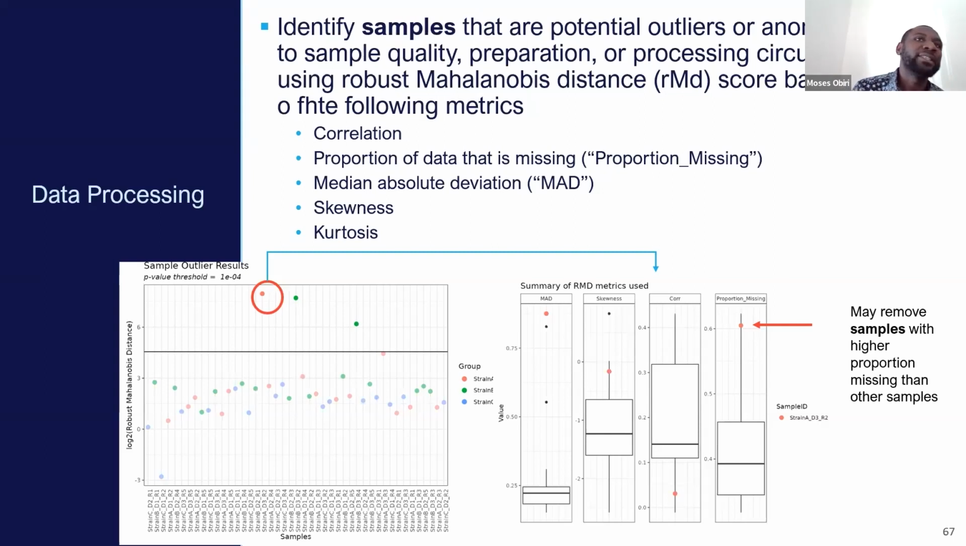So for example, in this case, you may be interested in getting rid of this red sample here because of its high metric here. And this sample, you can look at based on these 5 metrics, has a high proportion of missingness, and it also has a high absolute deviation value.